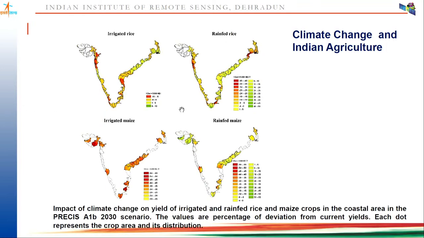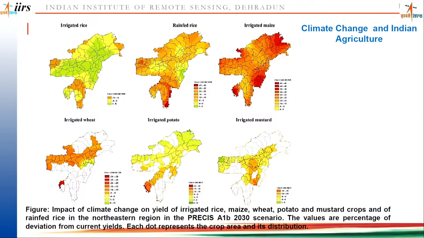Rain-fed rice is always subject to a steeper rise in temperature, and finally it affects the growth process and yield. In the northeast also you are seeing irrigated maize and rain-fed rice, and here it is going to affect maize more in the case of the northeast. Even though it is irrigated, overall rain-fed cultivation is going to be affected more due to climate change.